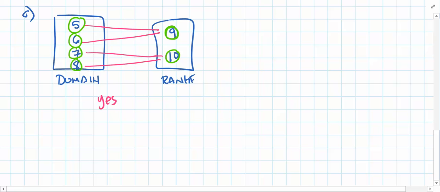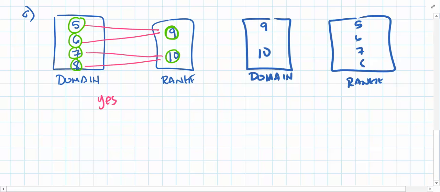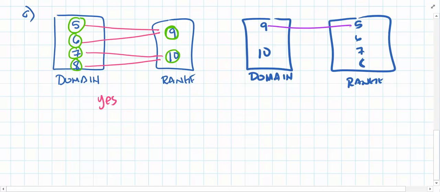Now, could you draw the inverse? If we draw the inverse, what happens? We switch our domain and we switch our range. So here's my domain for the inverse function. The domain is going to have how many elements in it? 2: the element 9 and the element 10. The range is going to have how many elements? The range will have 4: 5, 6, 7, and 8. So if I draw the inverse, I will get this: 9 gets mapped to 5, and 9 gets mapped to 6.